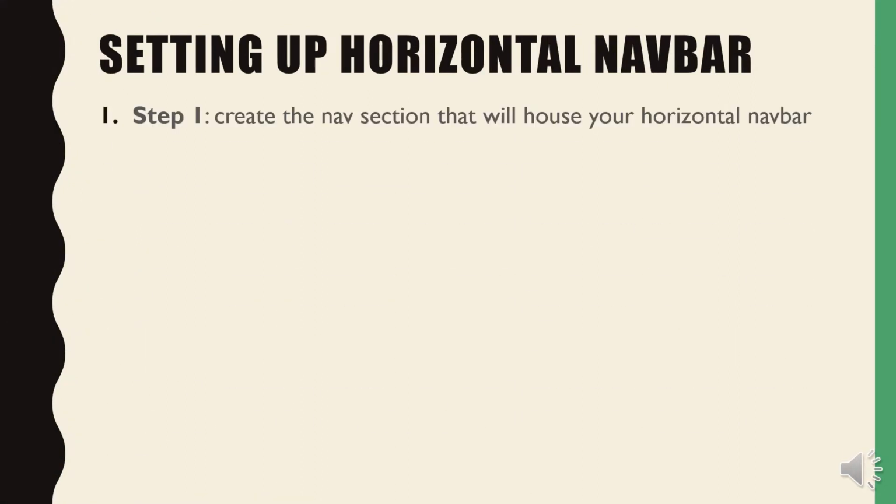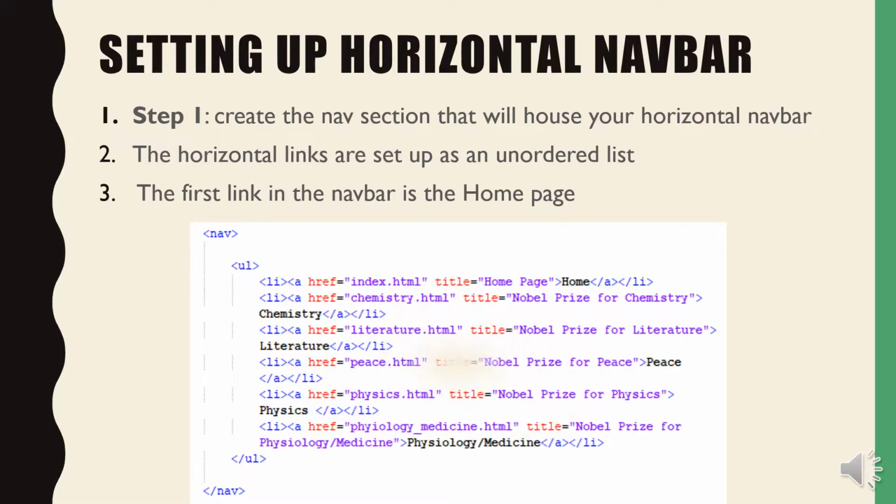Setting up the nav bar horizontally. Step 1. Create the nav section that will house your horizontal nav bar. The horizontal links are set up as an unordered list, just like the vertical. The first link in the nav bar is the home page. So looking closely at the example below, you will see that the first page is the home page. The second page is chemistry, third page is literature, fourth page is peace, fifth page is physics, etc. Notice also that we have set up our anchor. We've actually linked those pages.